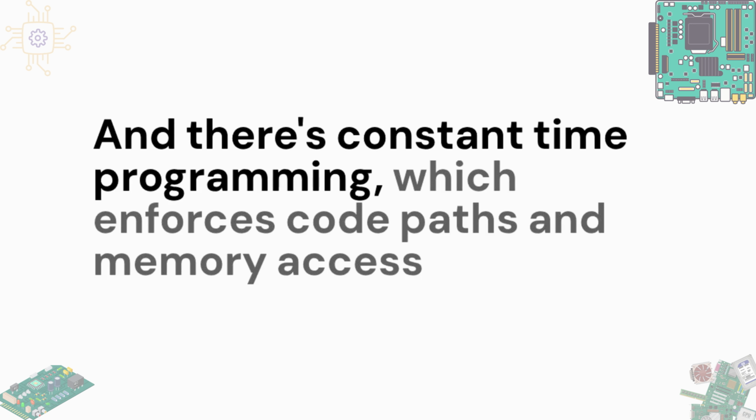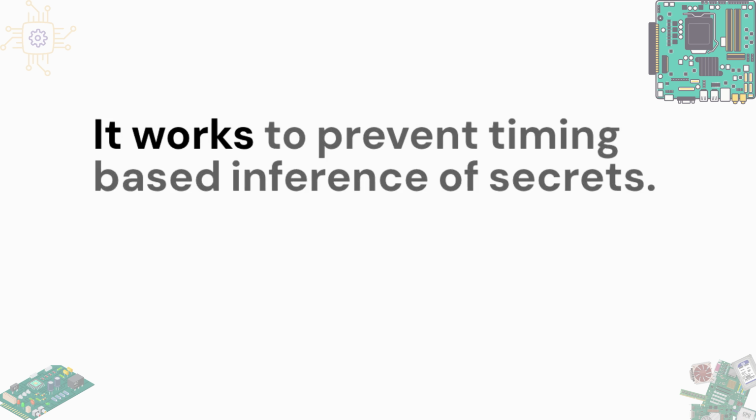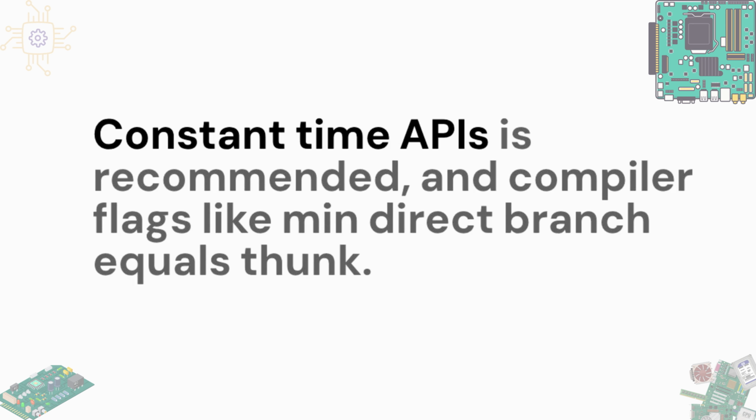And there's constant time programming, which enforces code paths and memory access patterns that don't vary with secret data. It works to prevent timing-based inference of secrets. This requires deliberate design choices, and use of hardened libraries like OpenSSL's constant time APIs is recommended. And compiler flags like mindirect-branch=thunk.